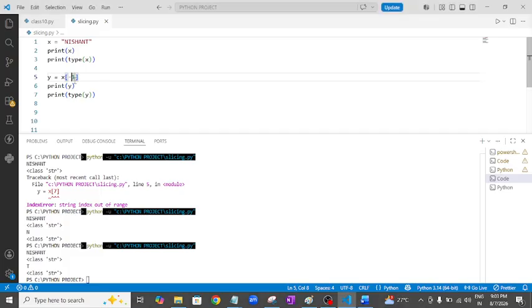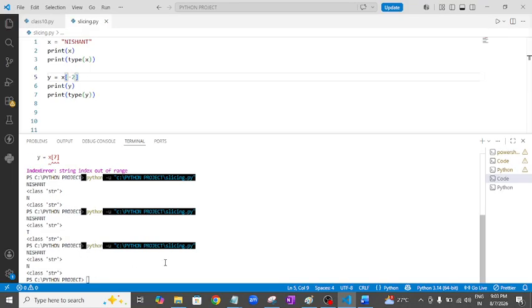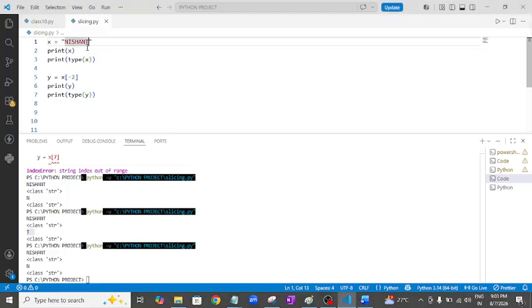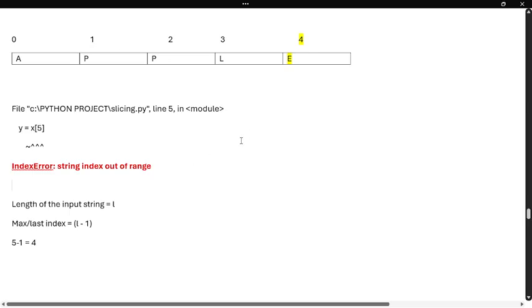Yes, sir. This is the next concept. Sir, giving minus 2, it is giving me character as n. If I give minus 1, it is giving character as t, sir. What is happening, sir? Don't you think it is running from here?